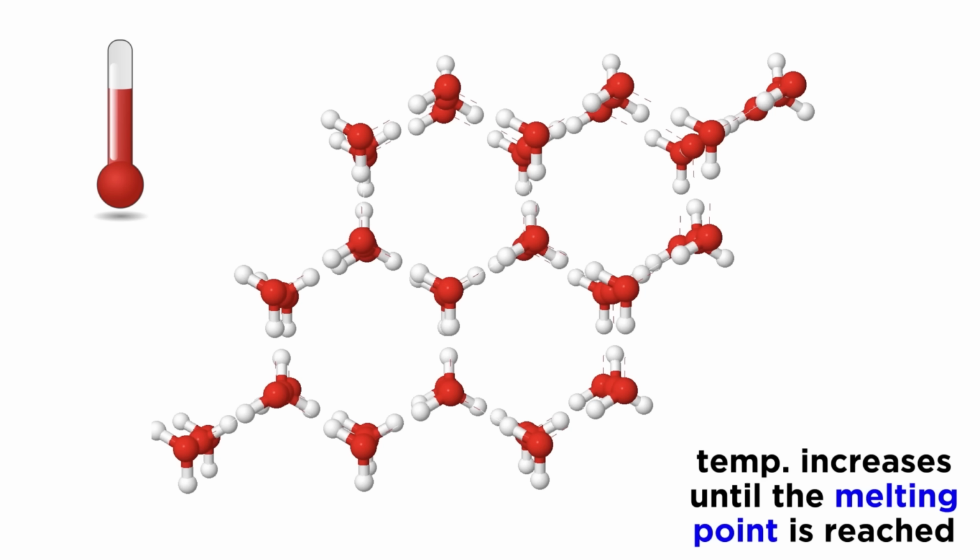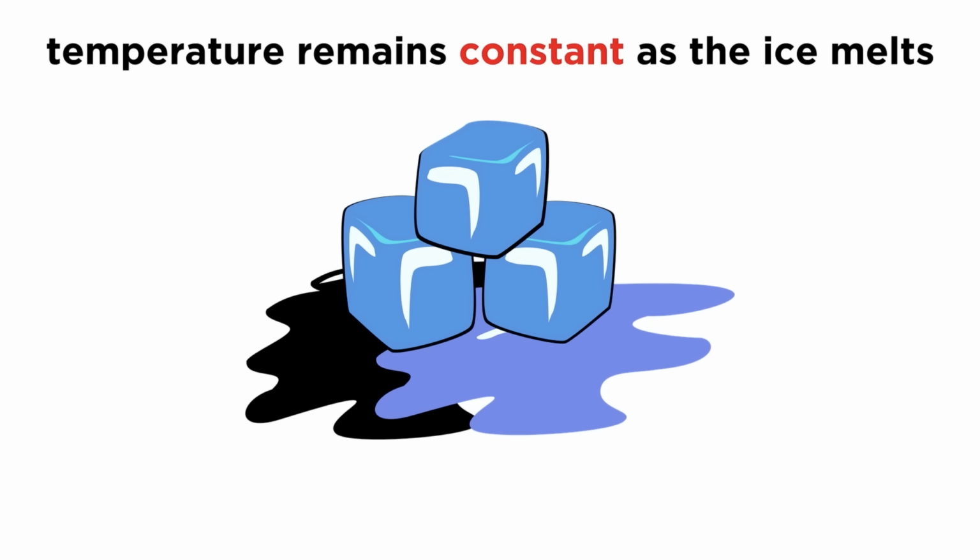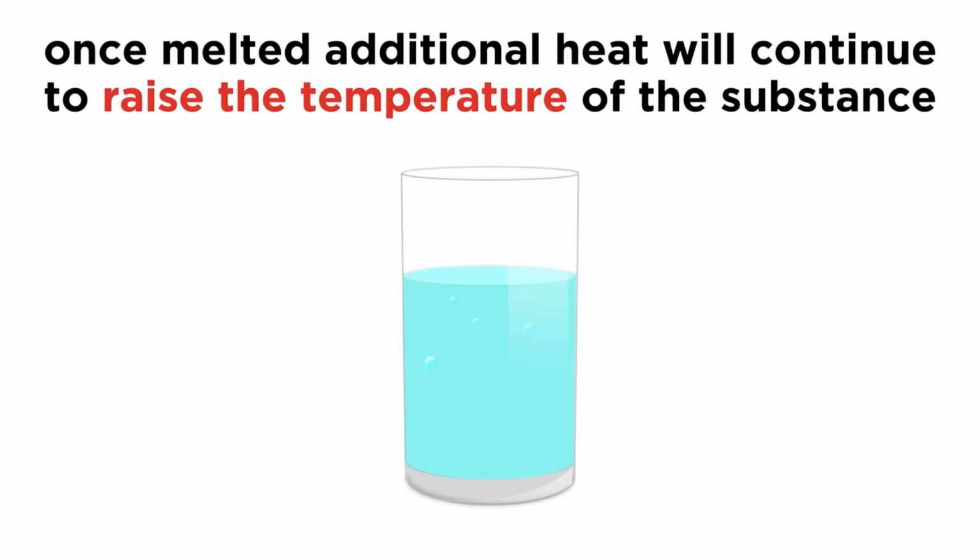As heat is added to a solid, its temperature increases, and once we reach the melting point, more heat will not go towards raising the temperature of the solid, it will go towards overcoming the interactions between the particles, and the temperature will remain constant through the process of melting. Once completely melted, additional heat will once again go back to raising the temperature of the substance.